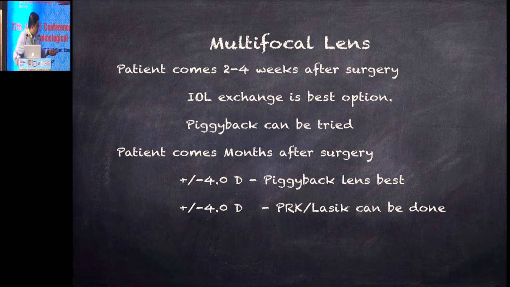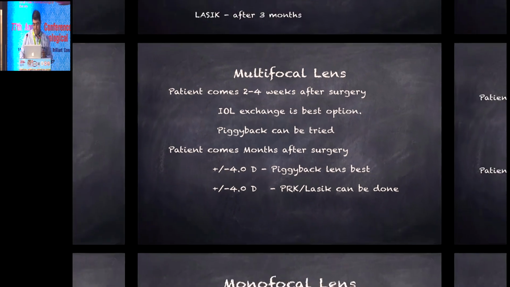Or if the patient comes months after surgery, and has a refractive error like this months after surgery in a multifocal IOL which has been implanted, I think a piggyback lens is best, because after months of surgery, capsular lenticular adhesions are there. It's very difficult to exchange the lens, and it's technically very demanding. So a piggyback lens is the best option. Or if you have access to a refractive machine, you can go ahead and do PRK or LASIK also.